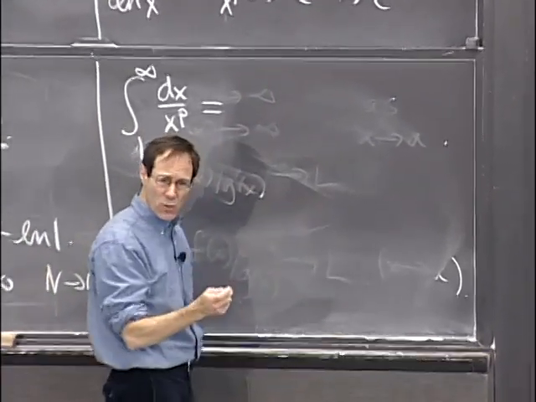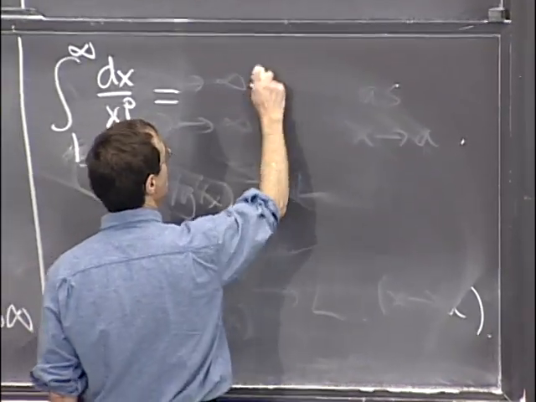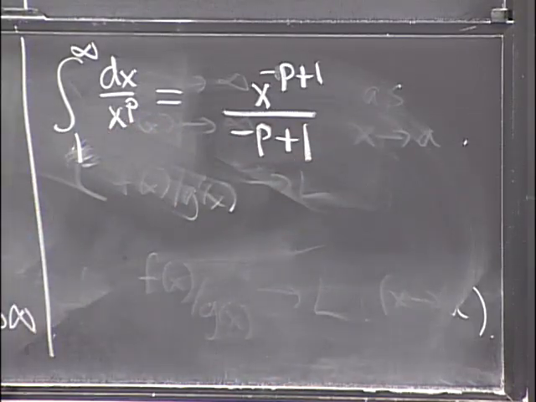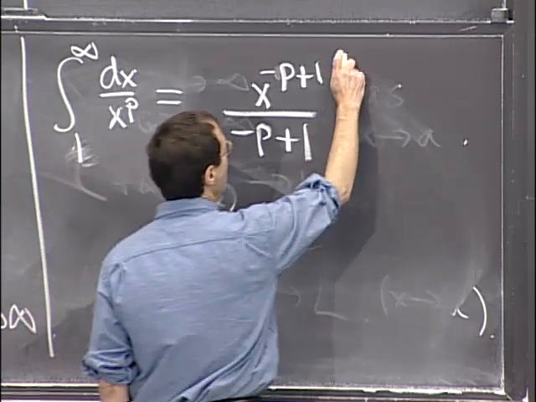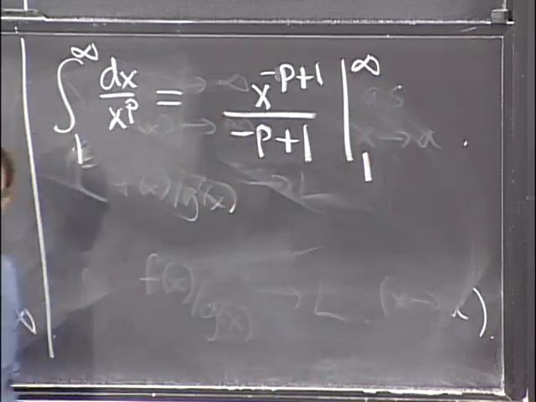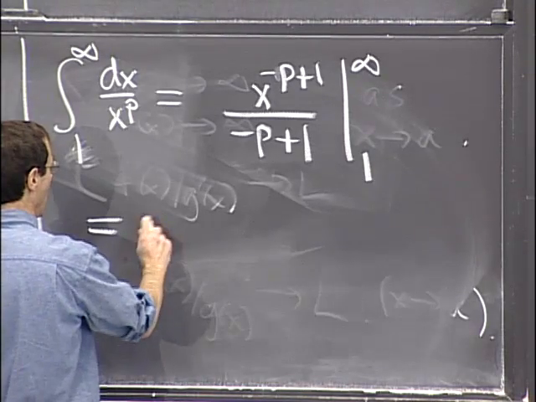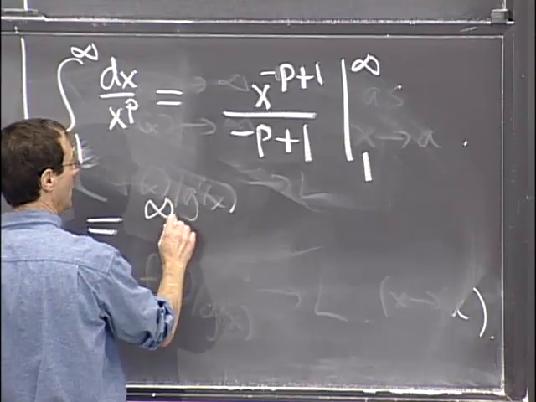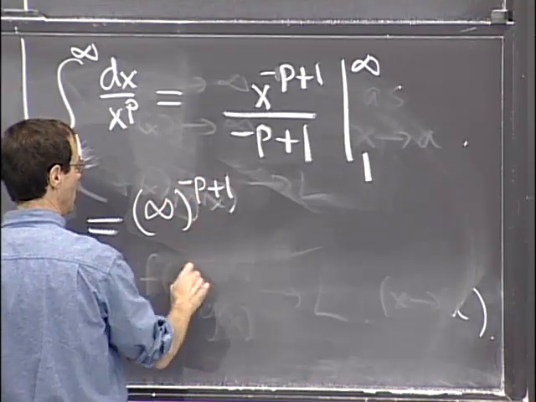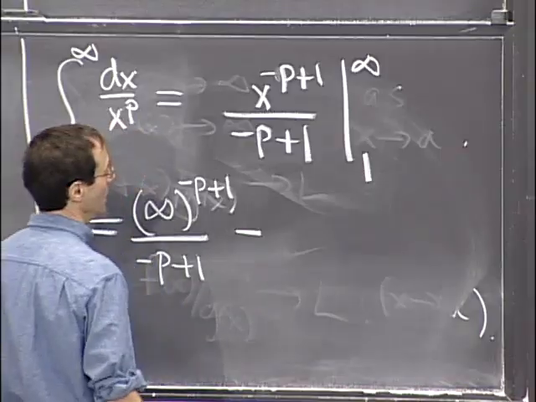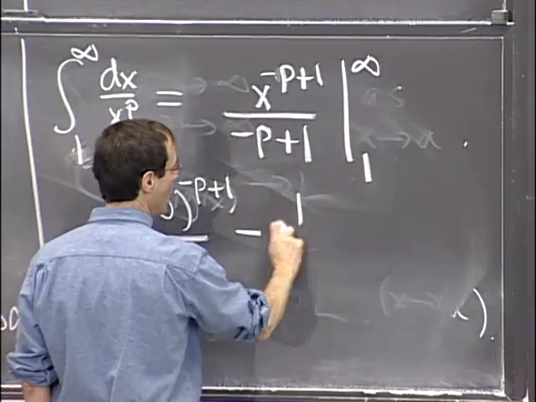First of all, I'm going to take the antiderivative, and that's x to the minus p plus 1 divided by minus p plus 1. That's the antiderivative of the function 1 over x to the p, or x to the minus p. And then I have to evaluate that at 1 and infinity. So now I'll write this down, but I'm going to be particularly careful here. It's infinity to the minus p plus 1 over minus p plus 1, minus, so I plug in 1 here, so I get 1 over minus p plus 1.